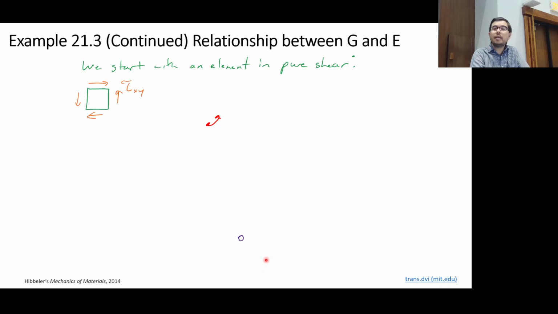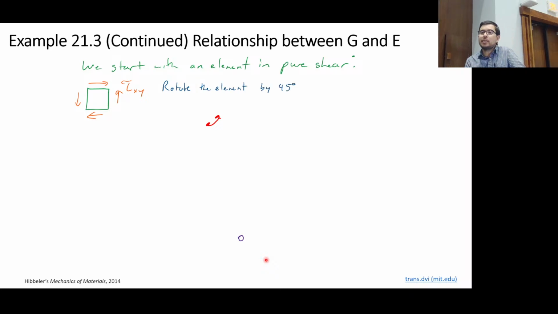It looks like that. We just have tau xy. Now, what we're going to do is rotate that element by 45 degrees. Now, this is a derivation, so it's not like we're solving a problem exactly. It's just deriving that G is equal to E over quantity 2 times quantity 1 plus nu. Okay? So we rotate the element by 45 degrees.